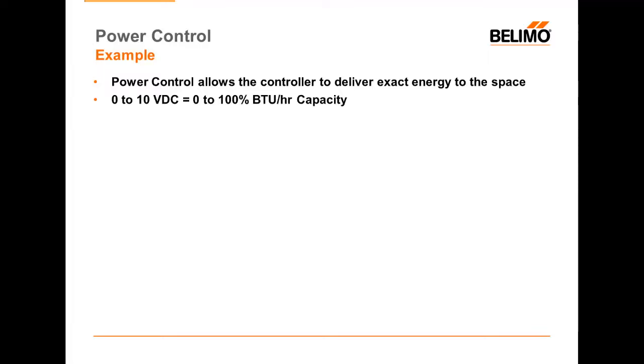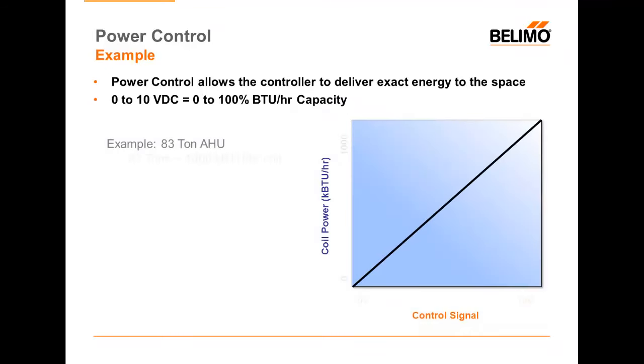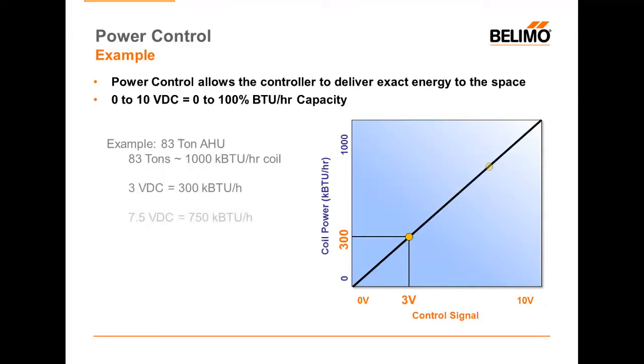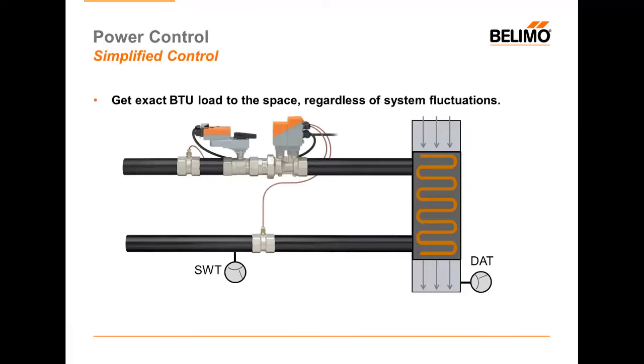Assuming we have a 0 to 10 volt signal, and that would correspond to 0 to 100% of the BTUs per hour capacity. If we had a 1000 kilobtu per hour coil, and I sent a control signal of 3 volts, that would relate in 300 kilobtus per hour. 7.5 volts simply equals 750. It makes it quite simple to control our space. Now each time the control signal is modulated, 10% more control simply means 10% more heat exchange into the space. In addition to better control, as I said earlier, this allows us to avoid temperature problems within our system.